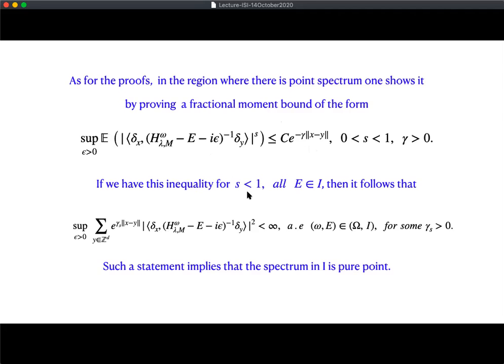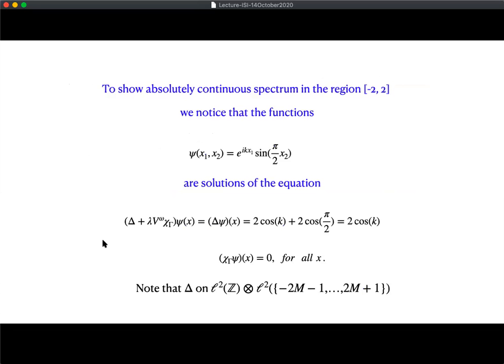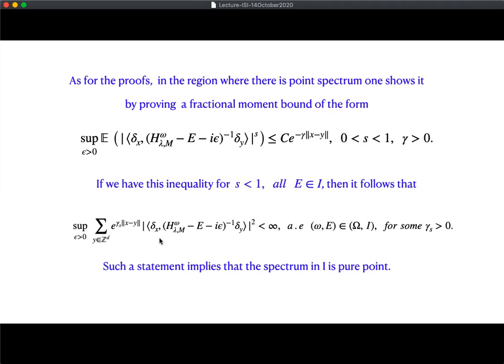So when this inequality holds, when S is smaller than 1, and it holds for all E in an interval, then it follows that if I look at the matrix elements without taking any expectation, that is, for omega fixed, take omega and just look at these matrix entries and take the square, then that object decays fast enough when you sum over y. So that is summable. And not only that, this decays extremely fast for almost every omega and E.